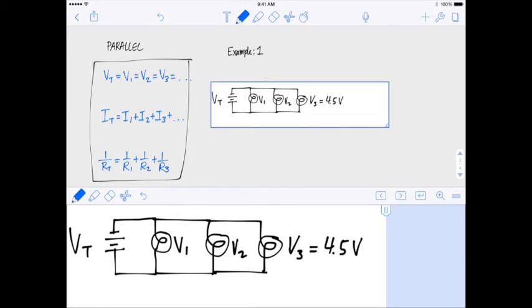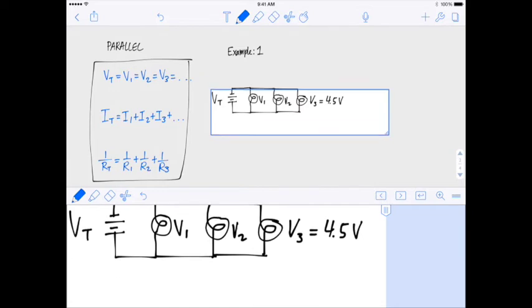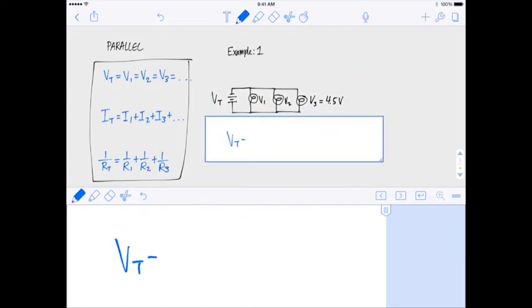In example number 1, we have 3 light bulbs and they're connected in parallel. And we want to determine the voltage at each of the components. Now in this question, they only give us one voltage, and that's the voltage of light bulb 3. But it won't be a problem to solve this because the equation for voltage in a parallel circuit says that the voltage is the same. So total voltage equals V1 equals V2 equals V3. So if you know any voltage, you know them all.